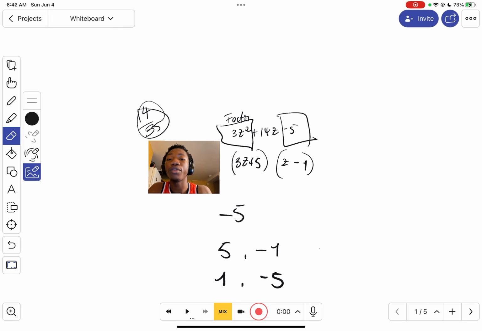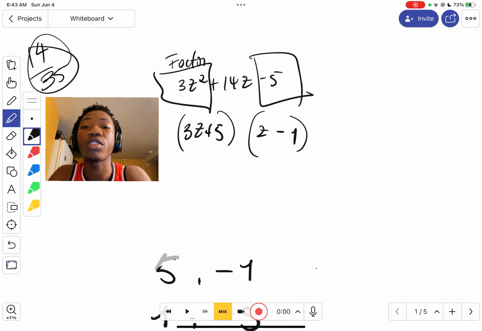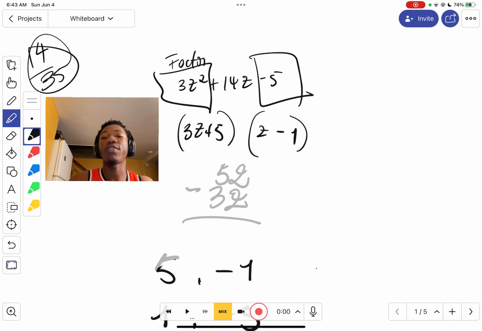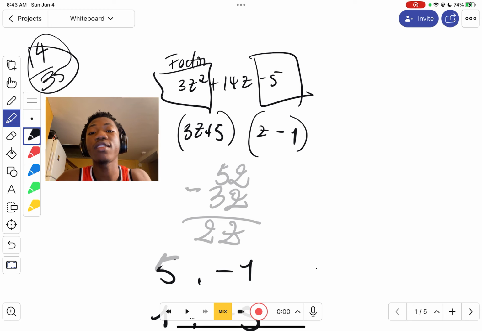So we're going to get into it. We choose to go with 5 and negative 1. We start by multiplying the inner, which is 5z, and the outer, which is 3z times negative 1, which is equal to negative 3z. So we have 5z minus 3z, which is equal to 2z. Is 2z equal to 14z? It's not equal to 14z. Therefore, positive 5 and negative 1 are not the numbers in the solution.